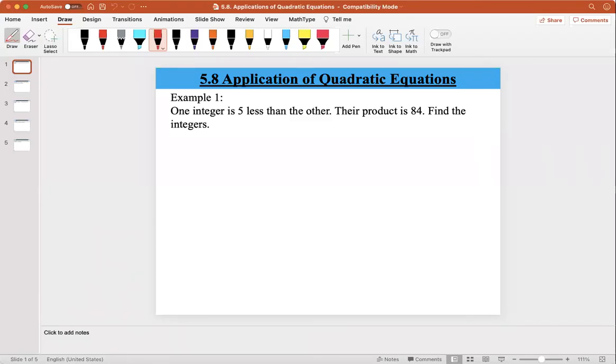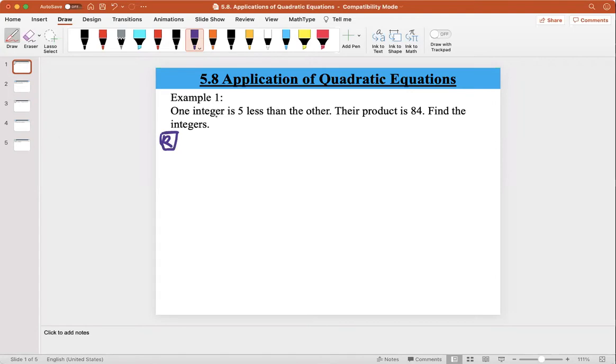One integer is 5 less than the other. Their product is 84. Find the integers. Well, there are two integers that we need to find here. So we have to follow the blueprint in solving word problems. And the first step there is, of course, step 1, representation. Let's represent the two numbers.